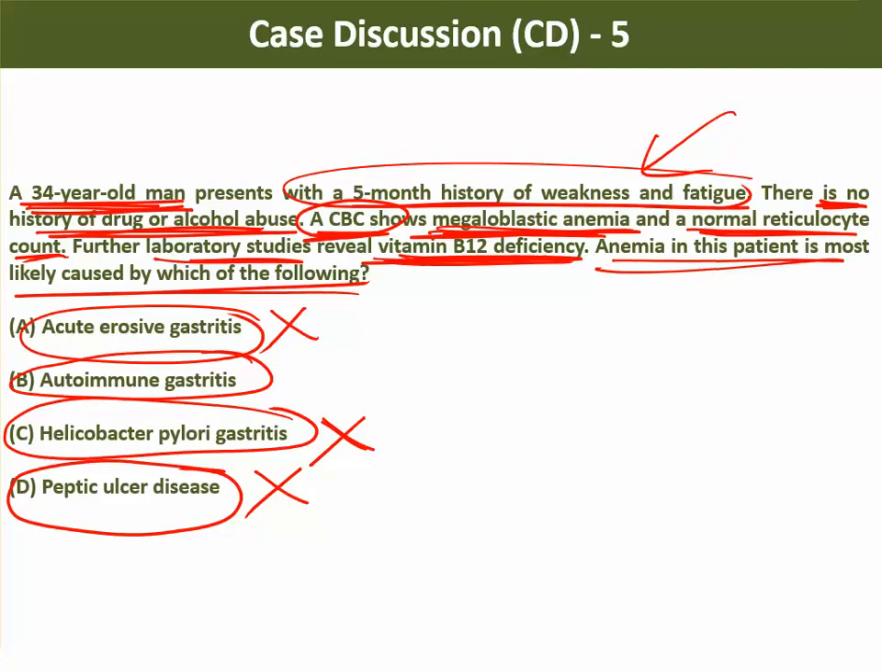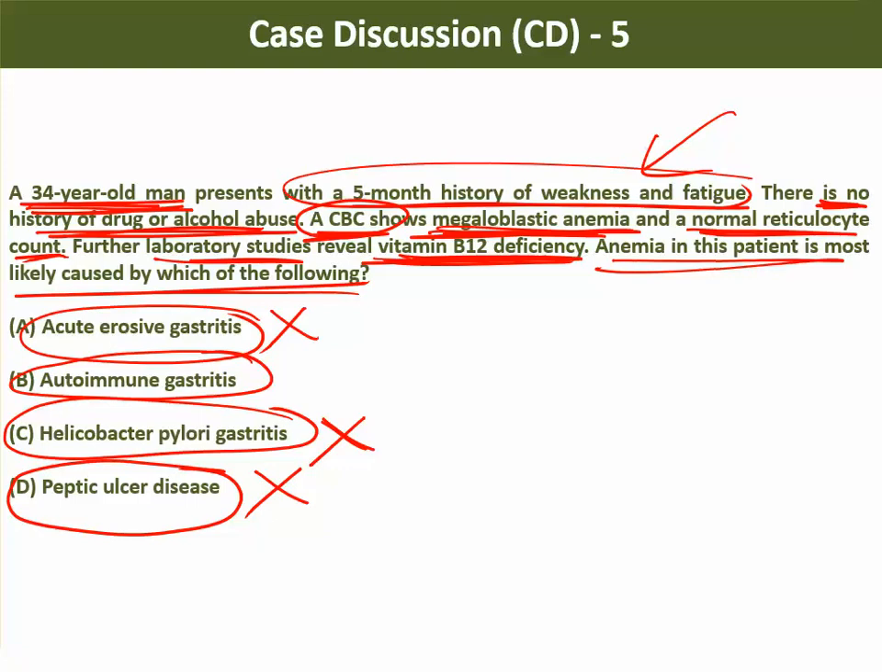Why is it happening? Because they destroy the parietal cells, and sometimes they destroy only the intrinsic factor. That is called pernicious anemia. When they destroy only the intrinsic factor, it leads to severe malabsorption of vitamin B12. Then it leads to vitamin B12 deficiency, which reflects in the RBC as megaloblastic anemia.